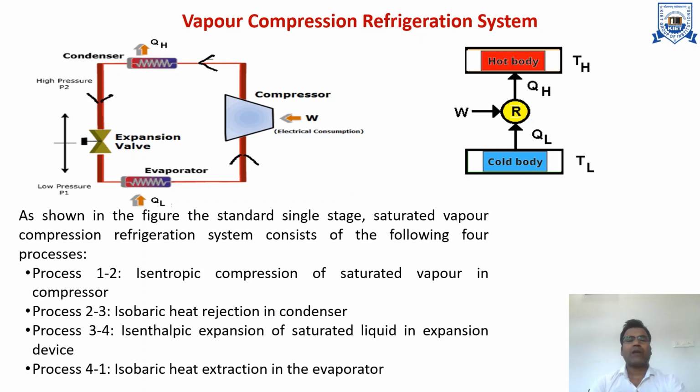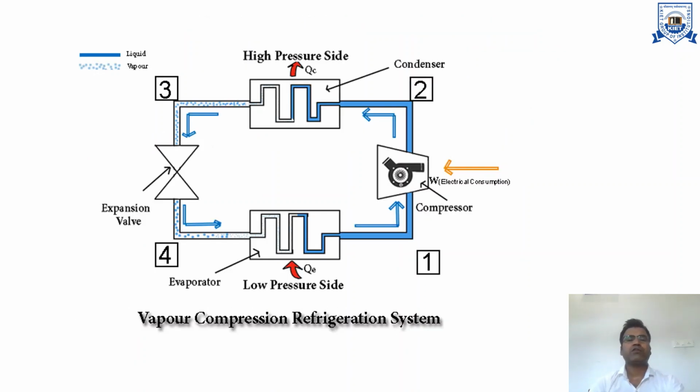This cycle is very beneficial and is used in refrigerators and air conditioners, both domestic refrigerators and domestic air conditioners, and also for industrial and commercial purposes. The four components of the cycle are the compressor, condenser, expansion valve and evaporator. The condenser is known as the high pressure side, and the evaporator is the low pressure side. So there are two pressure ranges, the higher range and the lower range.